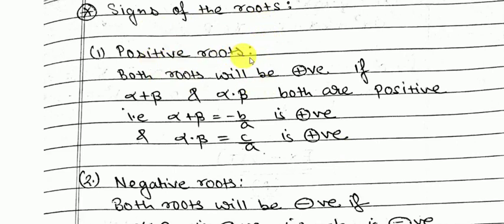So when are we going to get positive roots? Both roots will be positive if minus b upon a, that means the sum, is positive and the product is positive. Then only we'll get the positive roots. Okay, so let us see an example.